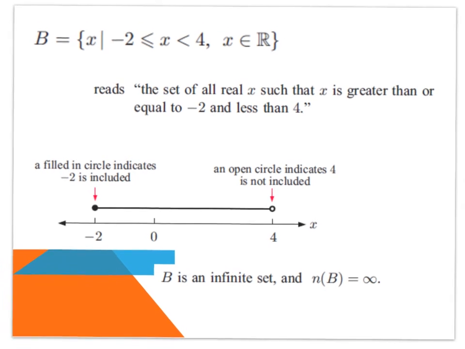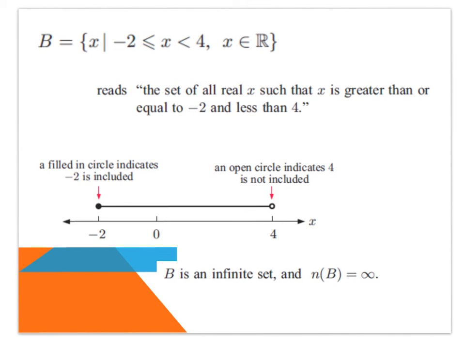Here's another example. This one reads, B is the set of all real numbers this time, because it says x is an element of the real numbers, such that x is greater than or equal to -2 and less than 4. We don't say less than or equal to because of our sign. So this one, since it's real numbers, it's not integers, so we're going to include everything in between the integers.